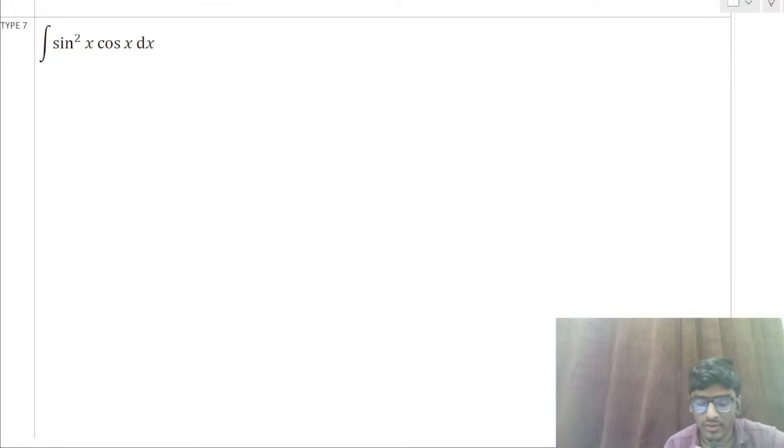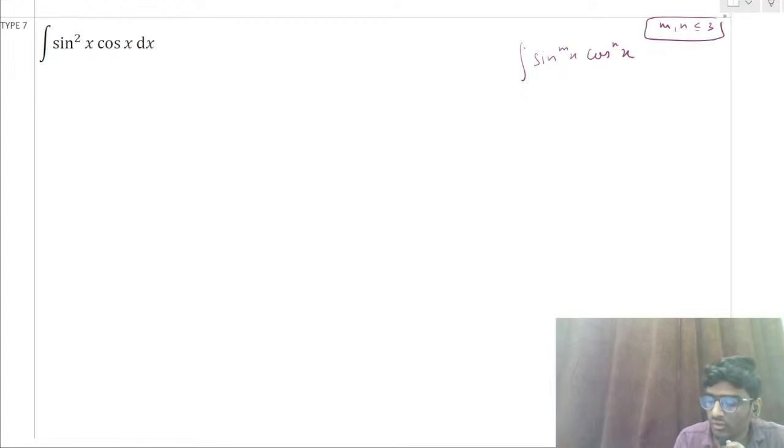Think about it. Look, there's a logic here. Or we can say I am giving you a very general trick for deciding which trigonometric ratio, either cos x or sin x, is going to be the substitution, and what we are going to substitute in terms of another variable. Just take the integration of sin^m x cos^n x. Look, this trick only works for m, n less than or equal to 3.